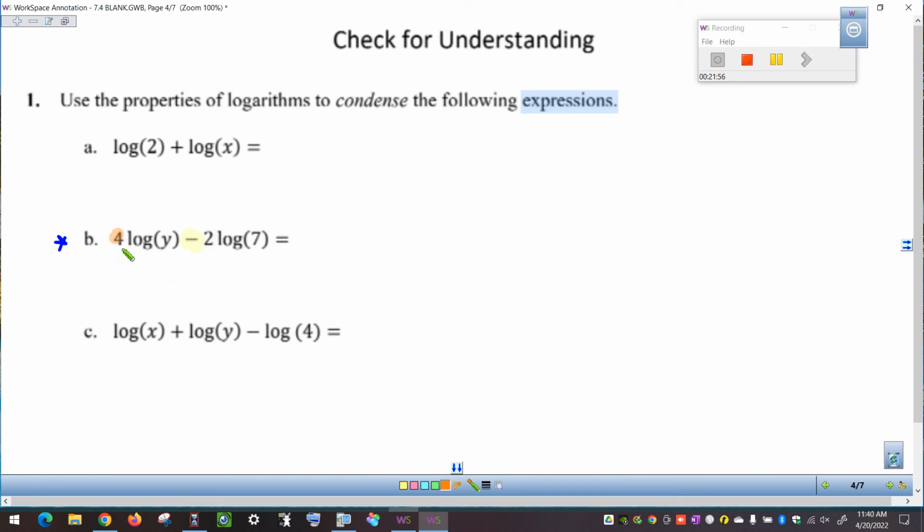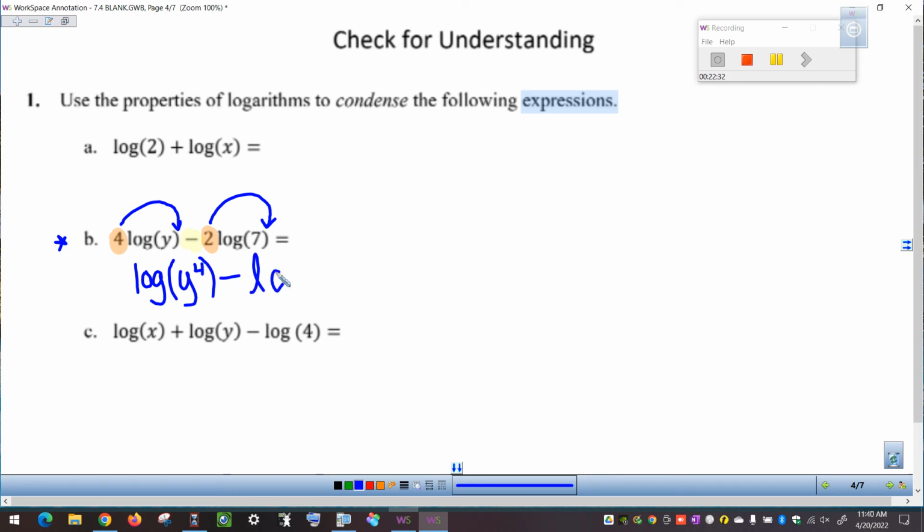But the other thing going on is we have some numbers out in front, and we want to deal with those numbers in front before we do anything with the subtraction sign part. Whenever we're condensing, if we see numbers in front, the first thing I want you to do is move those numbers back up to the position of an exponent, kind of like going backwards. So I'm going to write an in-between step here: log of y to the fourth minus log of 7 squared.